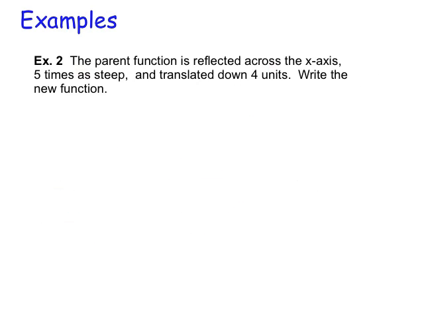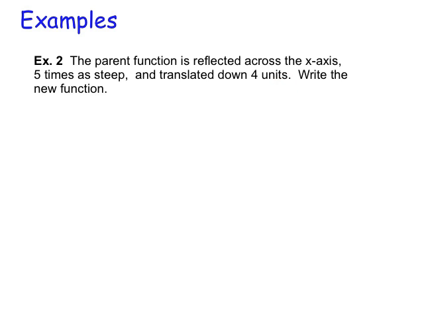Okay, let's take a look at another one. It says the parent function is reflected across the x-axis. Reflected across the x-axis means your a value is going to be what? Positive or negative? Okay, it's going to be negative. Okay, it also says it's 5 times as steep. In other words, it is really going to be steep. And it is translated down 4 units.